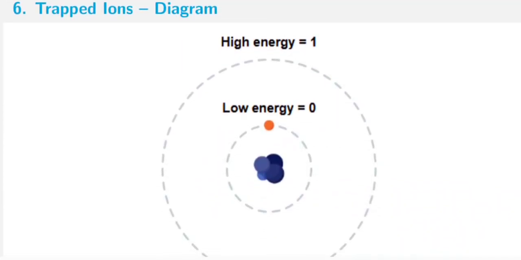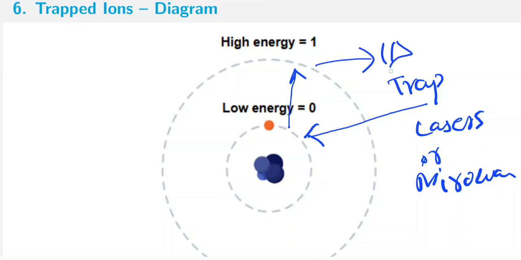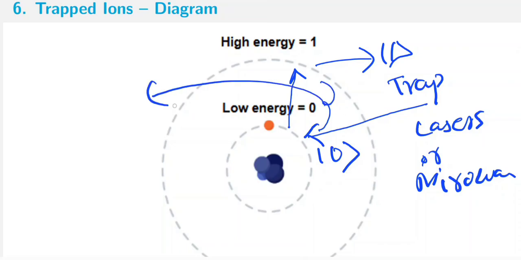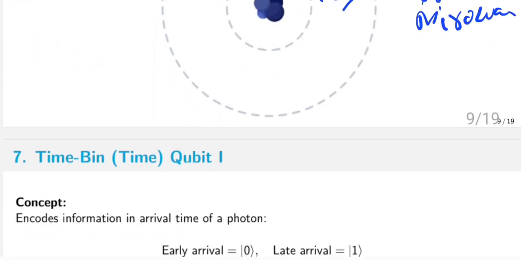One more thing, trapped atoms and ions, the diagram itself shows. Initially it will be at Ket 0. We are trapping it using lasers or microwaves, and we are making it move to high energy, that is Ket 1. It may lie in between also, and if it is lying in between, we call it superposition. So that is about this.